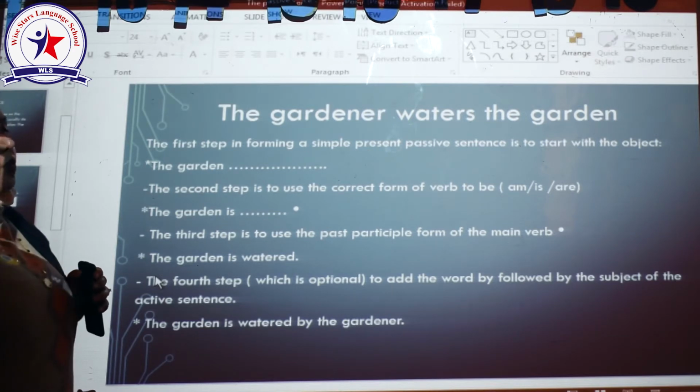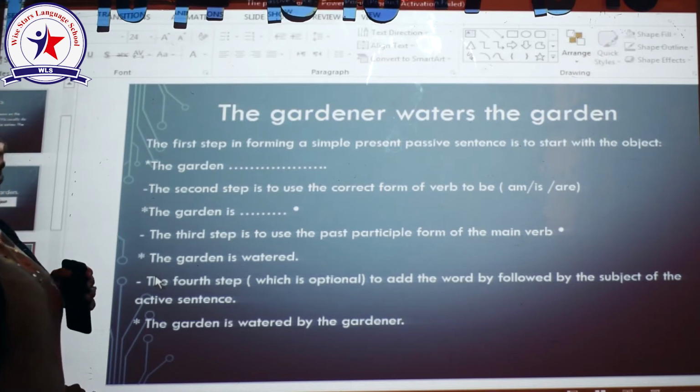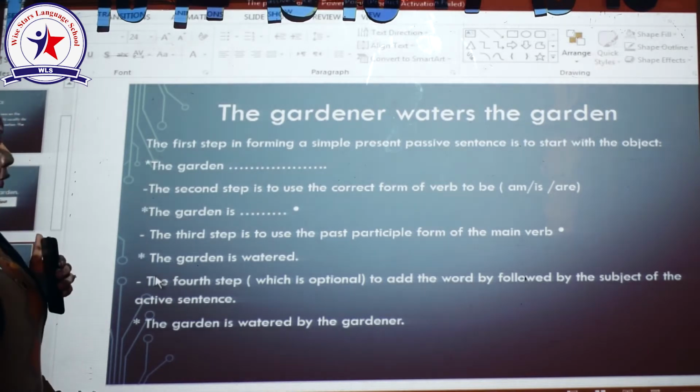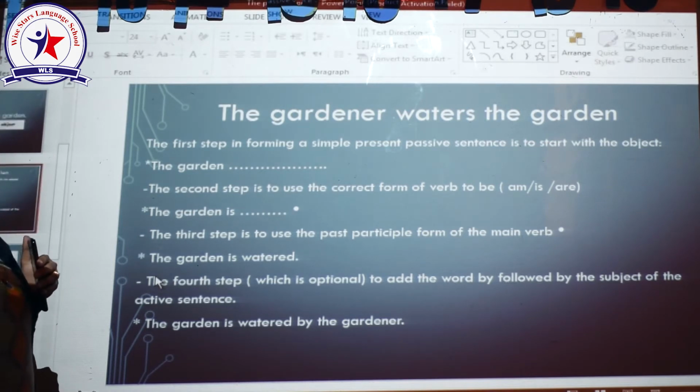The main verb here is water. So the past form is watered. The past participle form will also be watered. So the garden is watered. The fourth step, which is optional, is to add the word by, followed by the subject of the active sentence. So the final sentence will be, the garden is watered by the gardener.